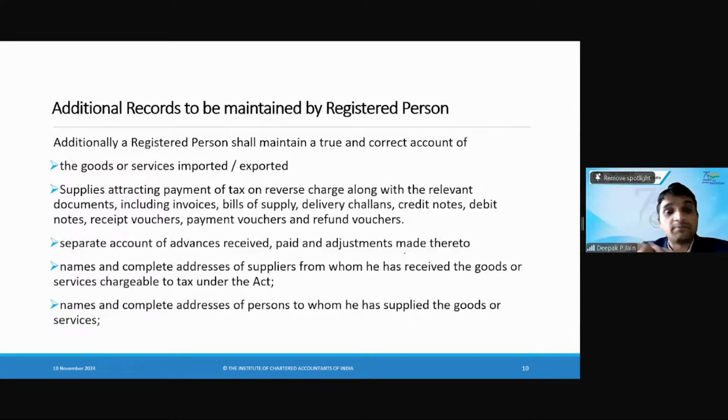Then supplies attracting payment of tax on reverse charge basis, along with the relevant documents, including invoices, bill of supply, delivery challans, credit notes, debit notes, receipt voucher, refund voucher, and payment voucher. You have to maintain all these for reverse charge. You have to maintain those records on which tax is payable on reverse charge basis. Okay. So there you will mention the invoices given by the supplier, or the self-invoices you raise, bill of supply, delivery challans, credit notes, debit notes, receipt vouchers, these also you have to maintain.